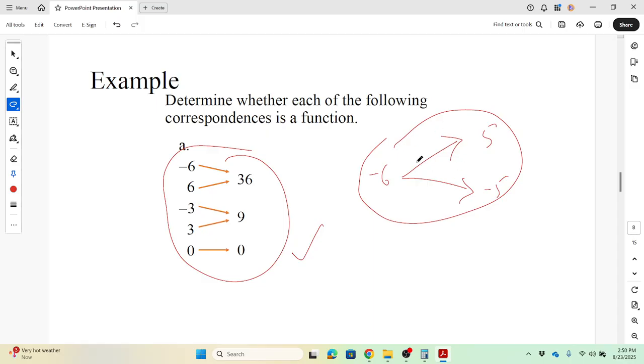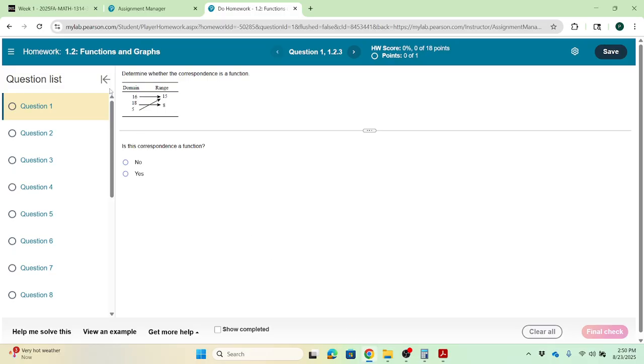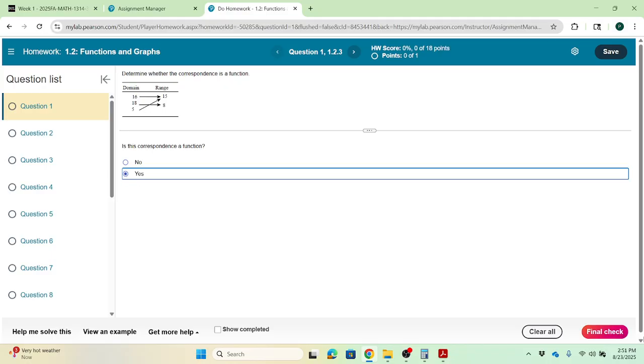I'm giving you a different example here. So let's look at some examples from the problem. Determine whether the correspondence is a function. These are the sets of the domain and these are the sets of the range. 16 is giving you 15, 18 is giving you 8, 5 is also giving you 15. This 15 is for both of them, that is okay. Two arrows can go to the same element in the range. So this is a function.